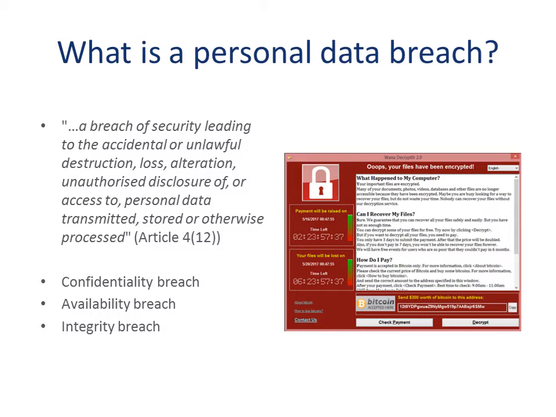Breaking that definition down into its component parts, a personal data breach could be a confidentiality breach, an availability breach, or an integrity breach. Examples of personal data breaches can include access by an unauthorized third party, deliberate or accidental action or inaction by a controller or processor, sending personal data to an incorrect recipient, computing devices containing personal data being lost or stolen, the alteration of personal data without permission, or the loss of availability of personal data.